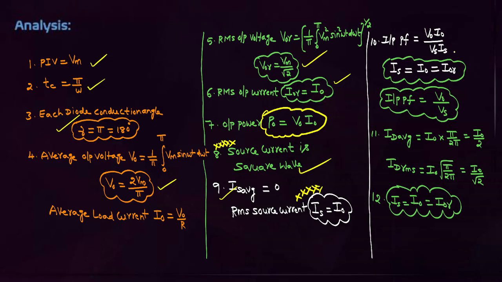That is in a diode bridge rectifier or full wave rectifier using RL load. The RMS source current is equal to the RMS load current, equal to the average load current. All are equal. The input power factor is V0 by Vs, not unity here, not unity because of the inductive load. The average diode current is I0 by 2, and the RMS diode current is I0 by root 2.